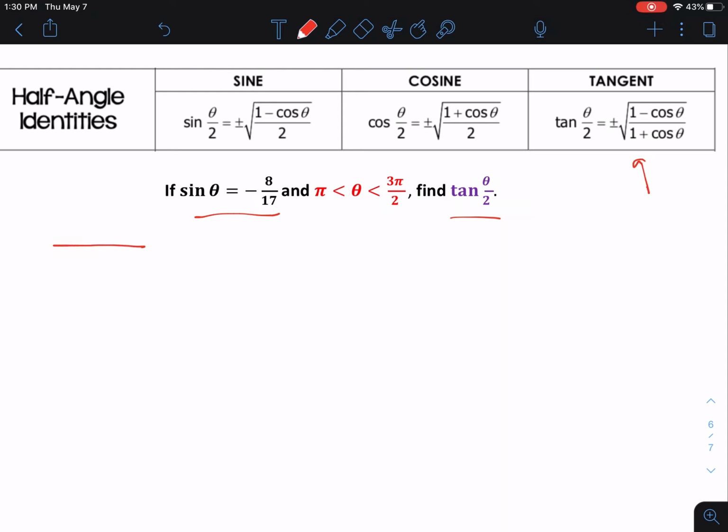So let me draw my picture here. Sine is negative 8 over 17. So opposite, negative 8 over hypotenuse, 17. Radius needs to be positive. And if you do a little math here, you're going to get 15 for this one. But that should be negative because we're in quadrant 3. So I'm going to use that as my guide. So to use this formula up here, we need cosine. So I'm going to write that out. Cosine of theta would be adjacent over hypotenuse. So negative 15/17.